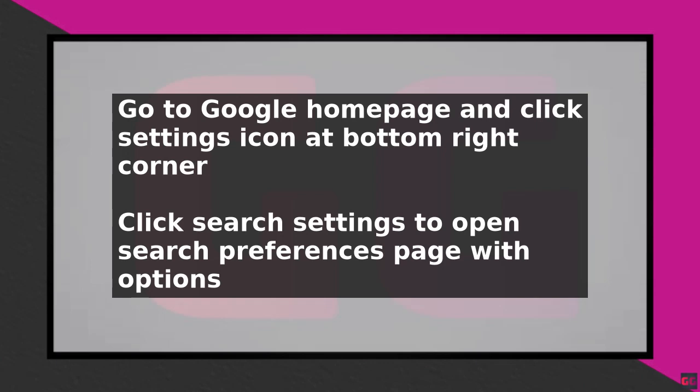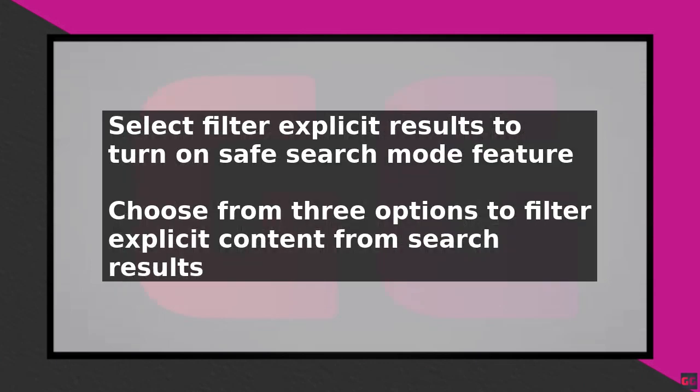On this page, you will see several options, including the Safe Search Filters option. Safe Search Mode is a feature that helps filter out explicit content from your search results. To turn on Safe Search Mode, select the Filter Explicit Results option. You can choose from 3 options: Show Most Relevant Results, Filter Explicit Results, and Restrict Explicit Results to exclude explicit images and videos from your search results.